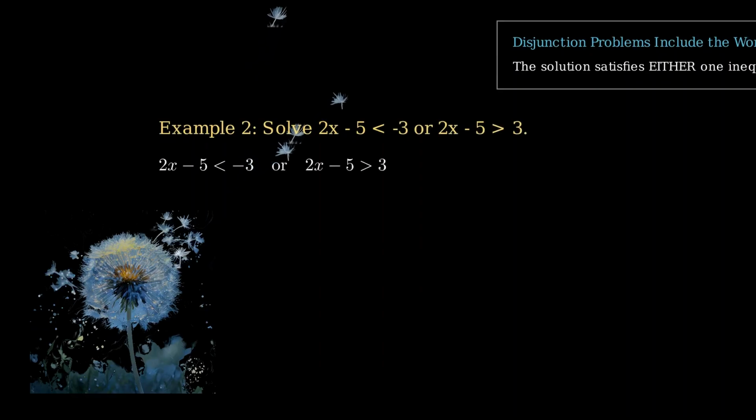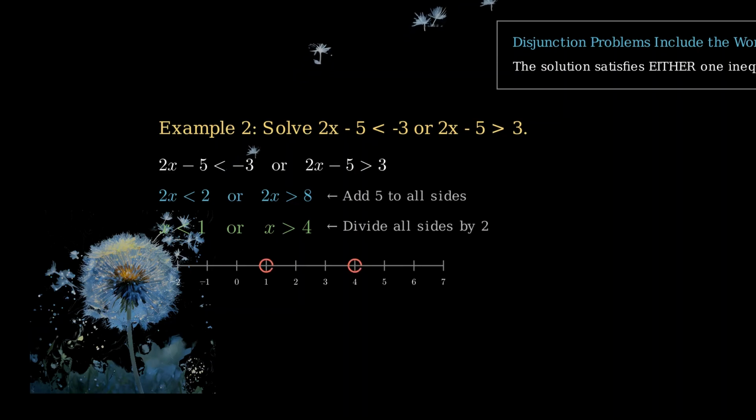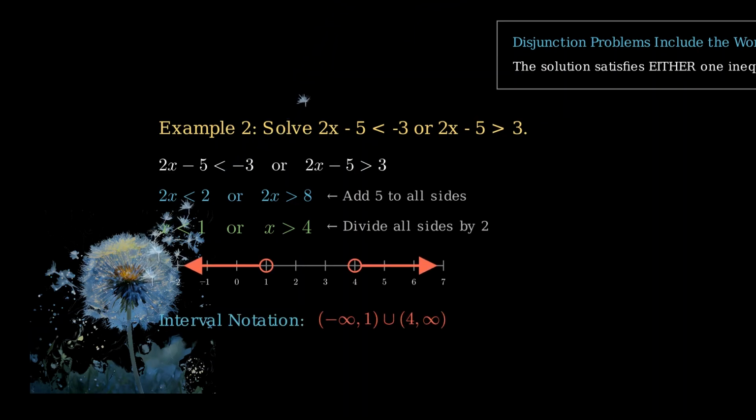Solve and graph the solution set of 2x minus 5 is less than negative 3, or 2x minus 5 is greater than 3. To solve, we handle both inequalities. First, let's add 5 to both sides of both inequalities. On the left, it simplifies to 2x is less than 2. On the right, it becomes 2x is greater than 8. Next, we divide both sides of both inequalities by positive 2. This gives x is less than 1 or x is greater than 4.